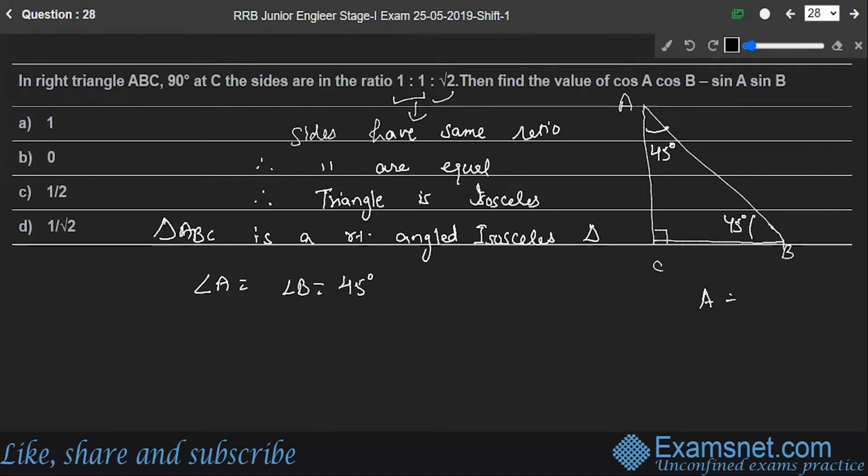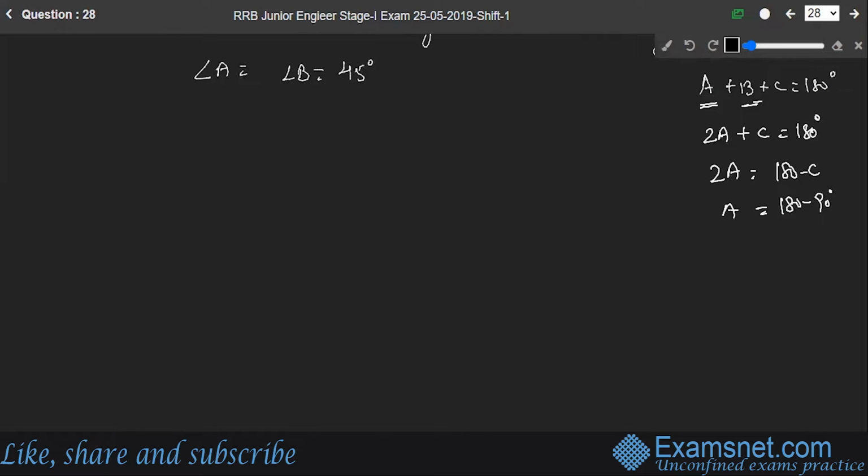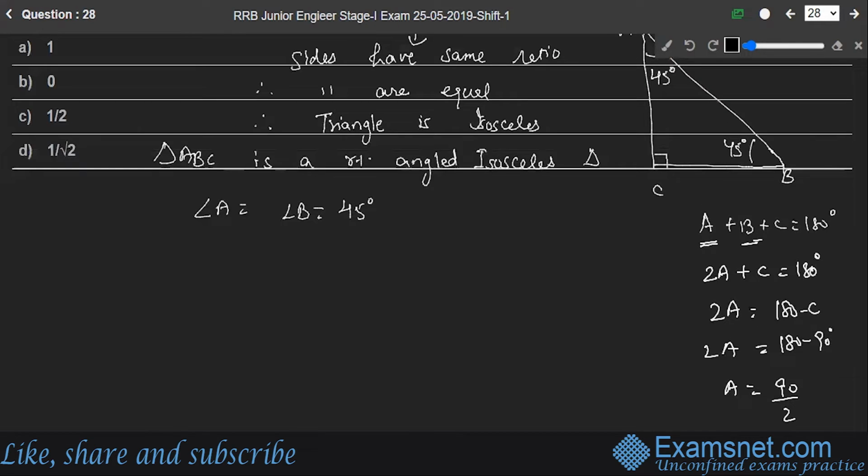I hope you know the angle sum property of the triangle, that A plus B plus C is equal to 180 degree, and A was equal to B. So you can write down 2A plus C is equal to 180 degree. 2A is equal to 180 minus C, which is 90 degree, right? So A will be equal to 45 degree. Since this is an isosceles triangle, so A is equal to B is equal to 45 degree.